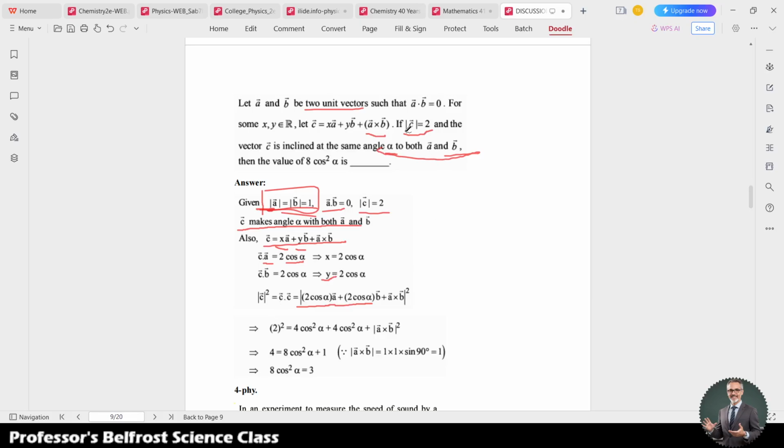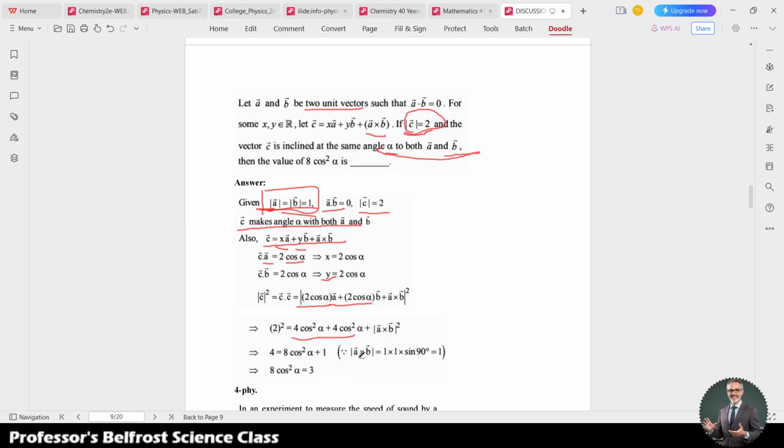So c dot c, which is 2 squared, is 2 cos alpha squared, which is 4 cos square alpha, and a squared is 1, also b squared is 1, plus a cross b squared. So 4 equals 4 cos square alpha plus 1. Why 1? Because a cross b is 1.